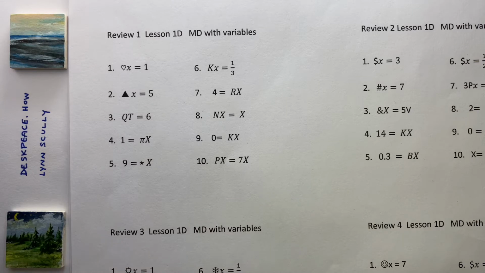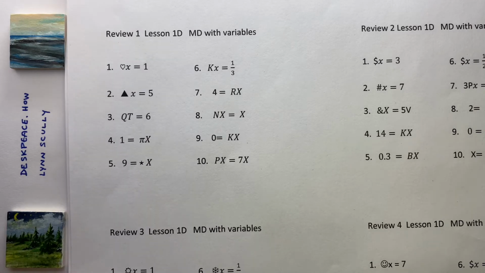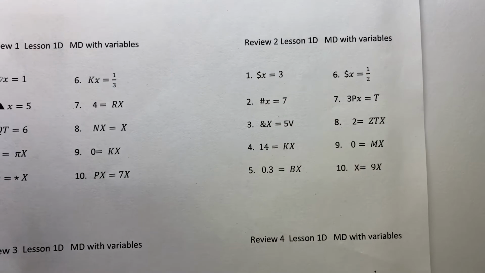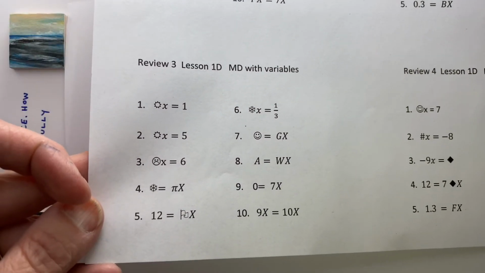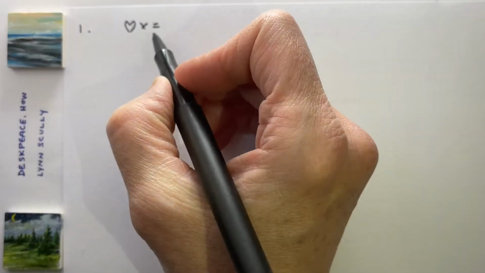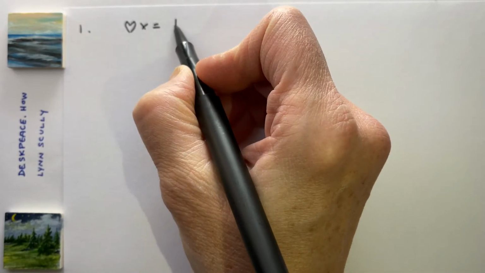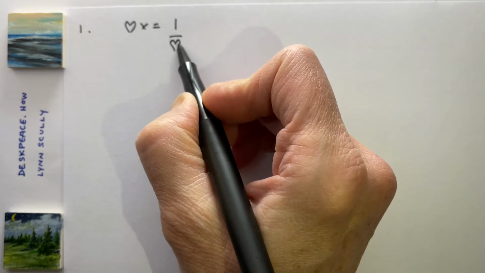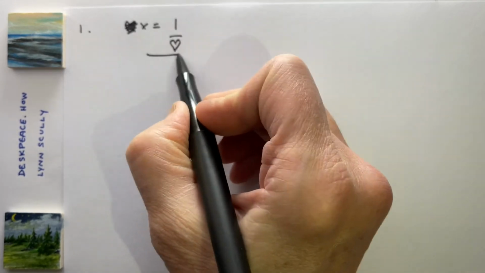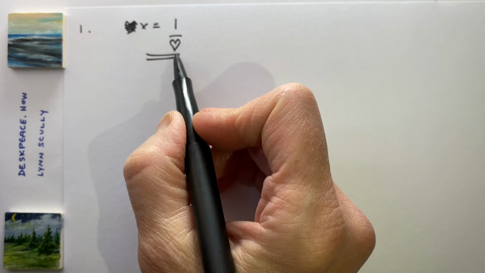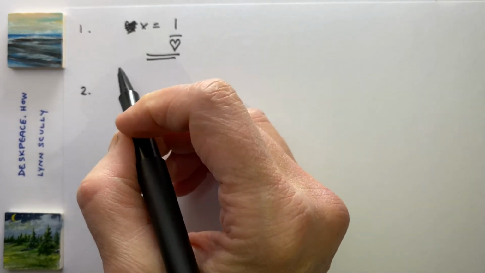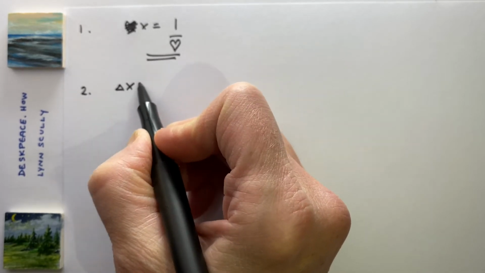I'm doing from lesson 1D, the reviews, and this is solving multiplication with variables. Here's lesson 1, 2, 3. Number 1, heart x equals 1. I want to get the x alone. The heart is attached by multiplication, so I move it by division to the other side of the equal sign. I'm done. Remember, it doesn't matter what it is that's attached, you just want to move it and get your unknown alone. That's it. That's all. That's everything.